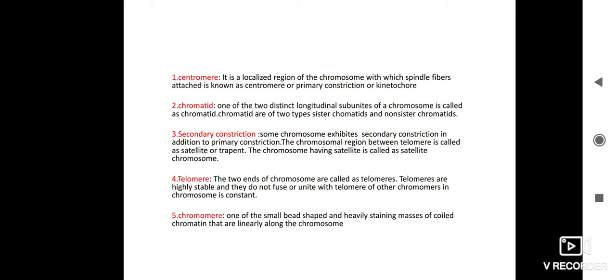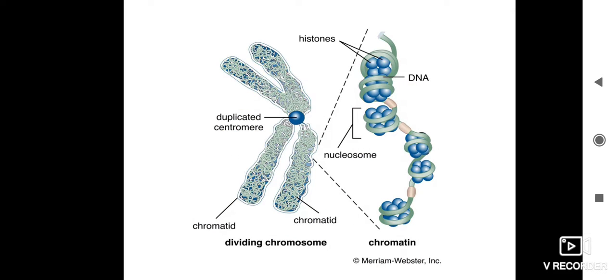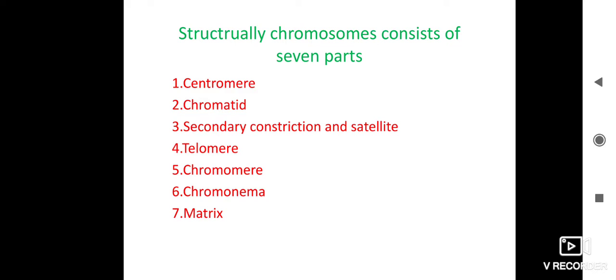These are the 7 parts of the chromosome: centromere, chromatid, secondary constriction and satellite, telomere, chromomere, chromonema and matrix.